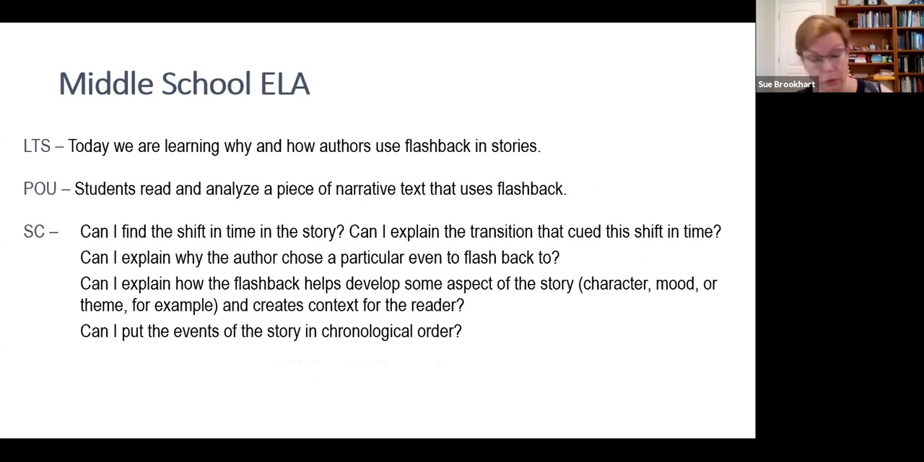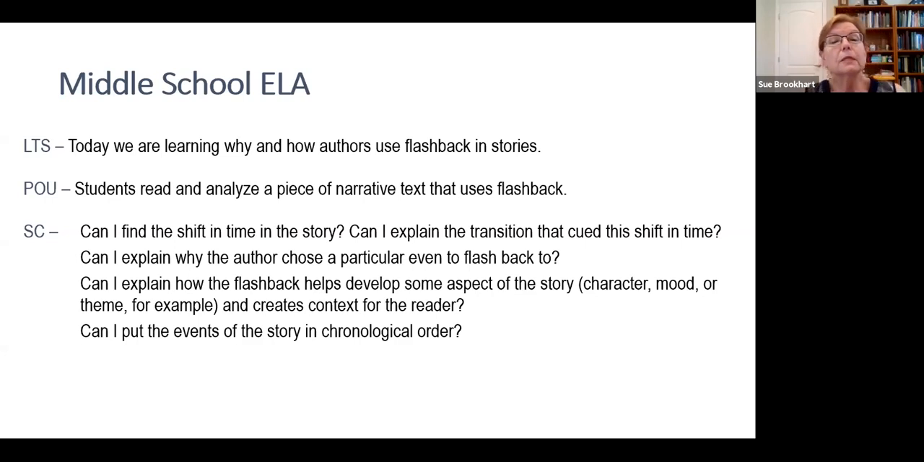And here's a middle school example. I'm just about ready in for time here. So these middle school kids were learning how to use flashback. So they read a piece of narrative that used flashback. And again, their success criteria are things that they're going to actually look for in their own understanding. Find the shift, explain the transition, explain why that might be a good event to flash back to, and so on.